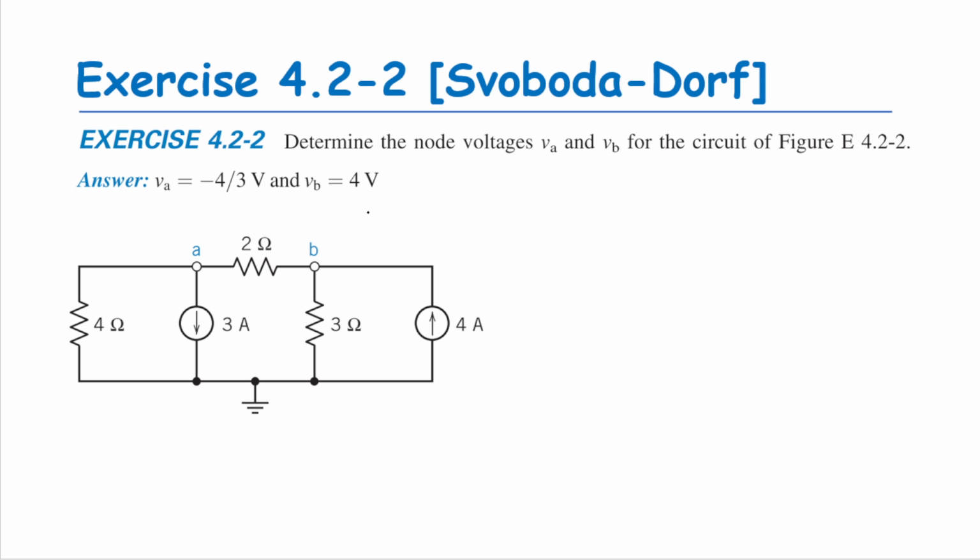So we need to assume the direction of the current for the KCL at node A and KCL at node B. So maybe let's just assume the direction of the current here is going down. This is going down, I just follow the arrow here. And then for this one going to the right, and for this one is going down, and for this one is going up. I just follow the arrow. And we have our reference node here, which is our ground, so the voltage here will be 0.